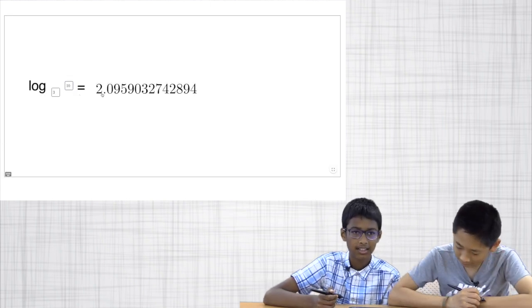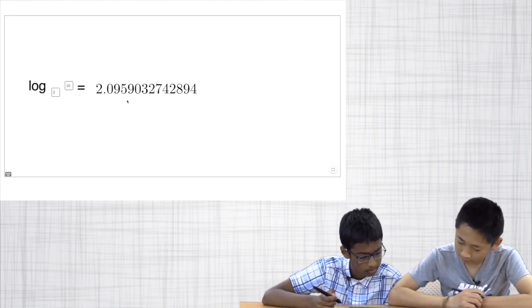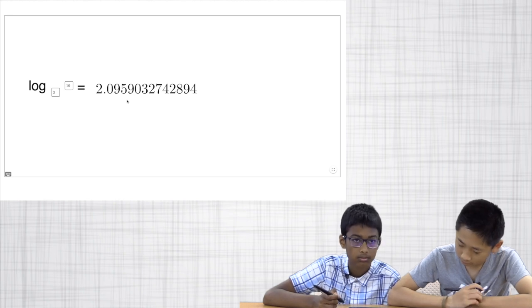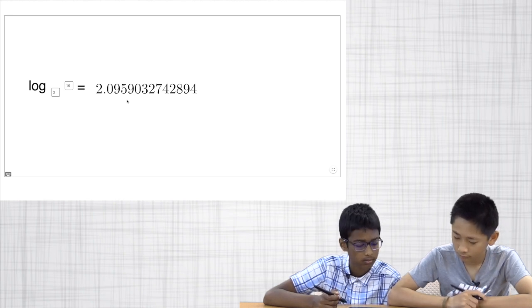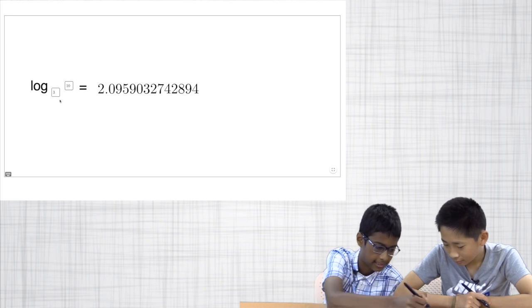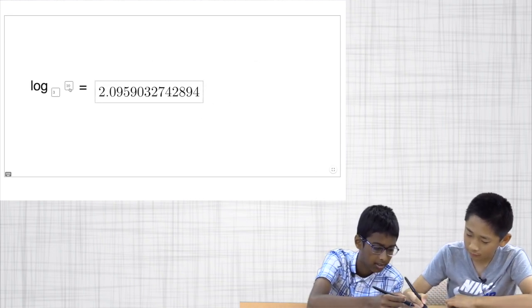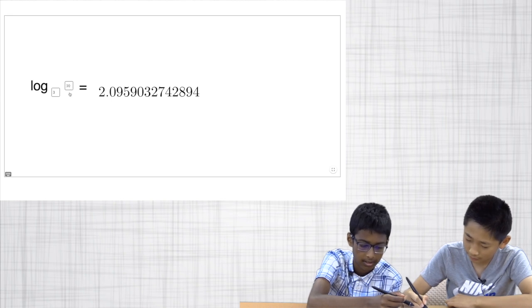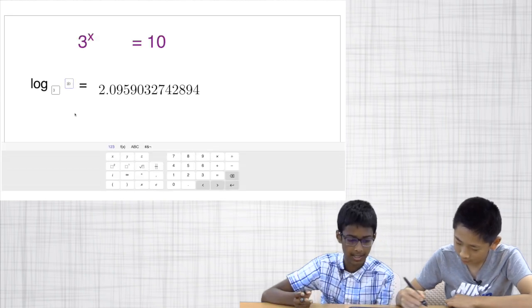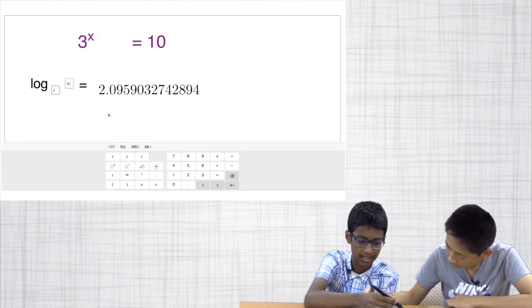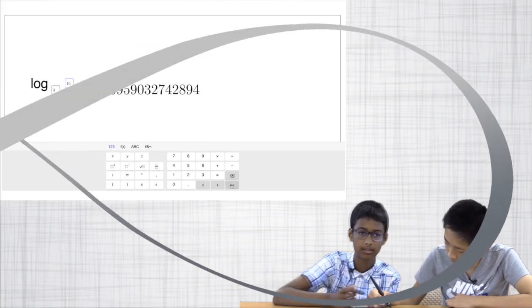How do you know that this 2.095, etc., is telling you the time it takes? Well, we got a rule, and if you rewrite this, it would be 3 to the whatever this is equals the thing on the top, which is 10. Which is what our equation was, 3 to the x. And this would be the x. So this is our answer.